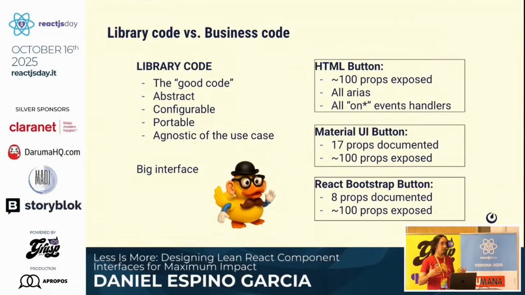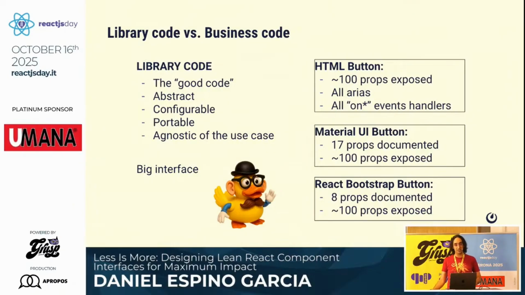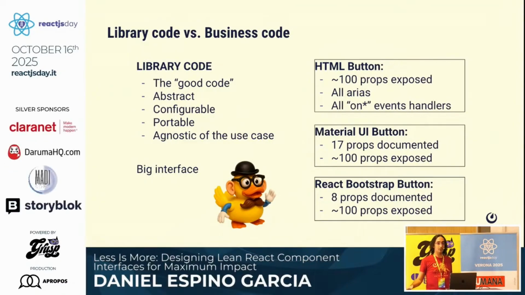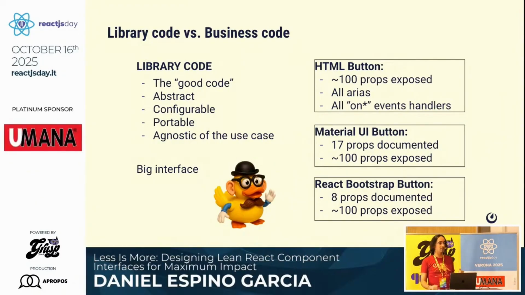And you get even more opinionated ones like React Bootstrap that only have 8 props documented. Also, that's the same. It exposes all the HTML button props. So again, you have a lot of props to think about. And again, this is great for libraries because this is not to solve one problem. This is to solve the problem of everyone that is going to use the library. They have to be agnostic.